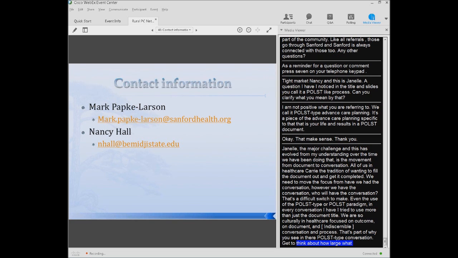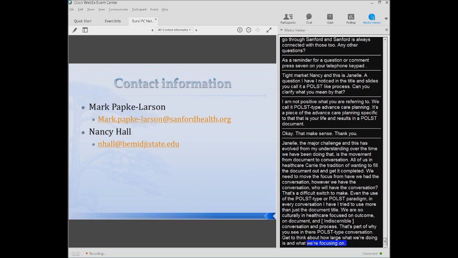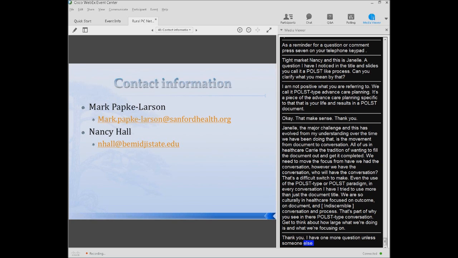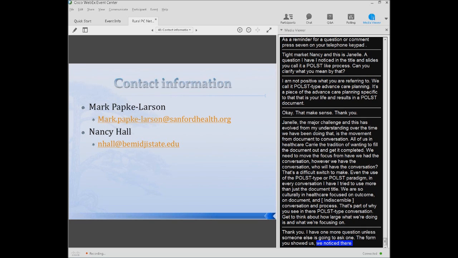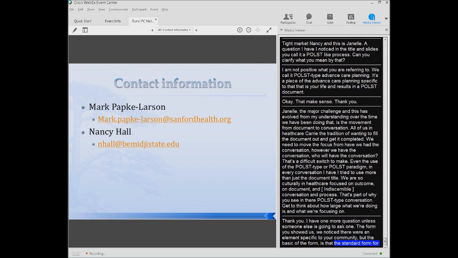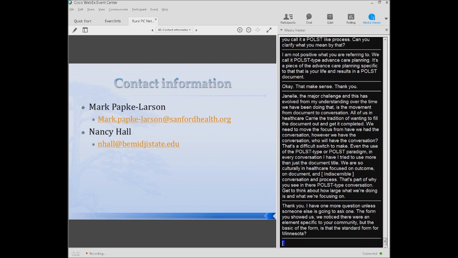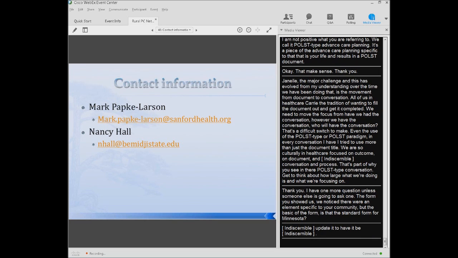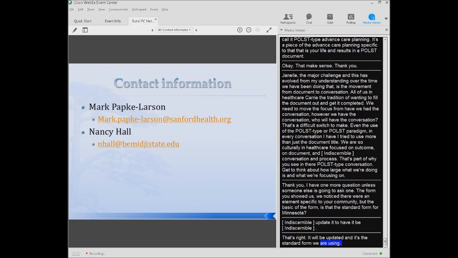Thank you. I have one more question unless someone else is in the queue. The form that you showed us, we noticed that there were some elements specific to your community, but the basic form, is that the standard form for Minnesota? They're also maybe changing it, within the text, to try to update it to be consistent with other things. Yeah, that's right. It is going to be updated. It is the standard form that we're using. Because we want our program to fit, so if somebody takes it down to Bloomington, they have a POLST, the EMT down there will recognize it.